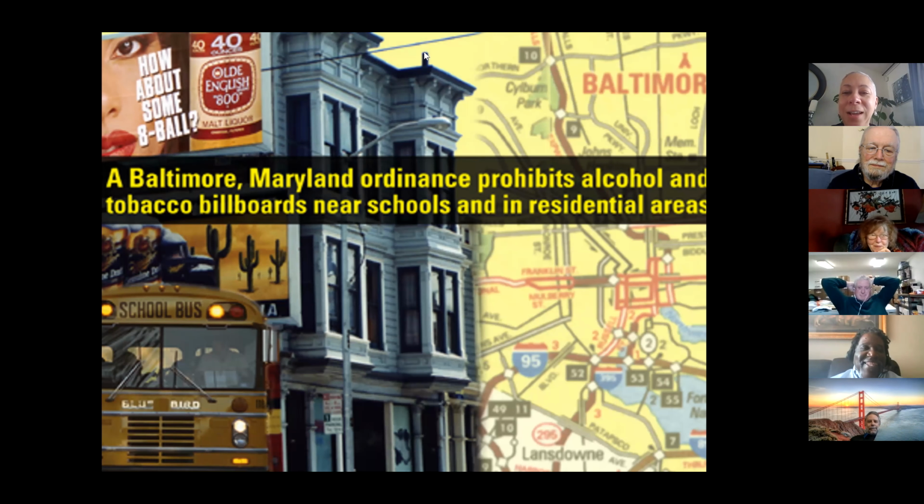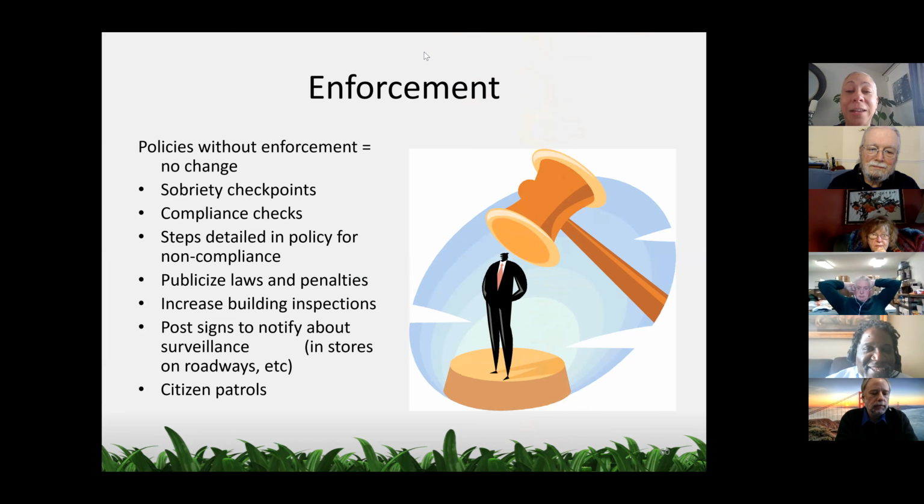People will speed if there aren't any consequences. You have to have signage posted saying what the speed limit is, and checkpoints. Right? Or it's not going to happen.